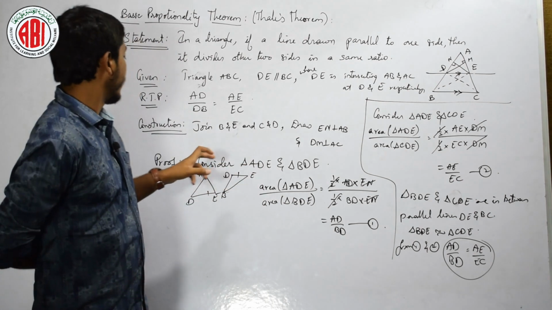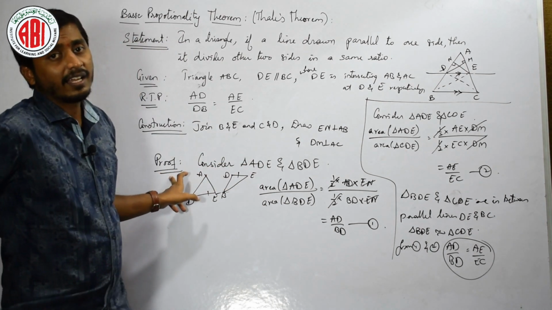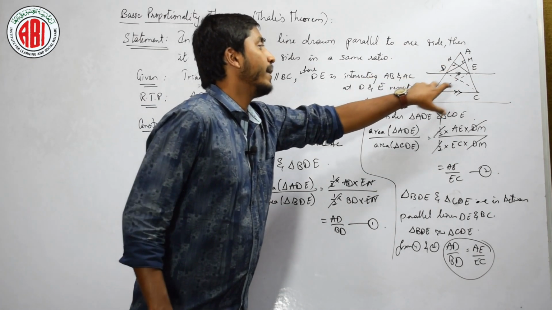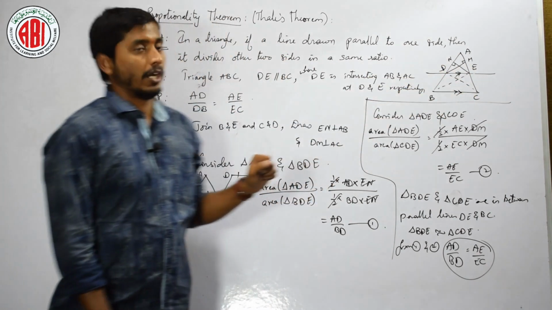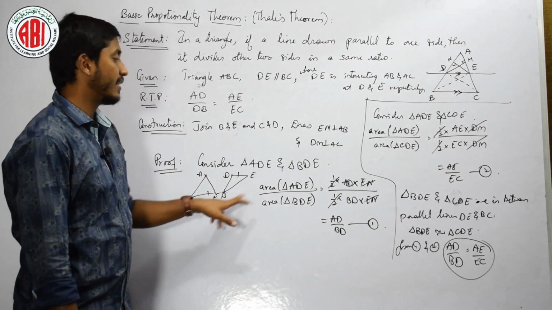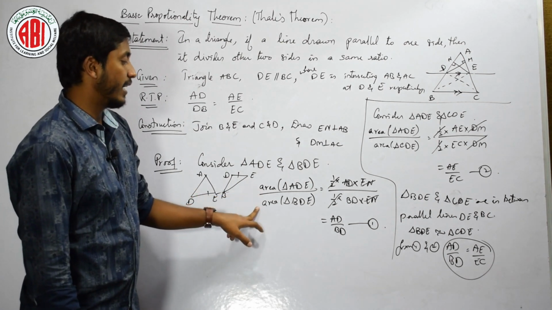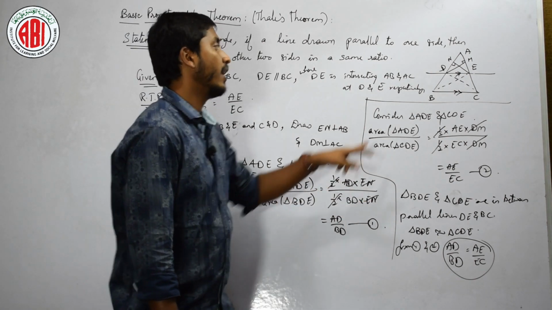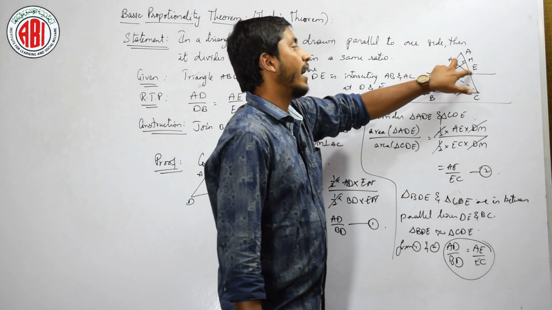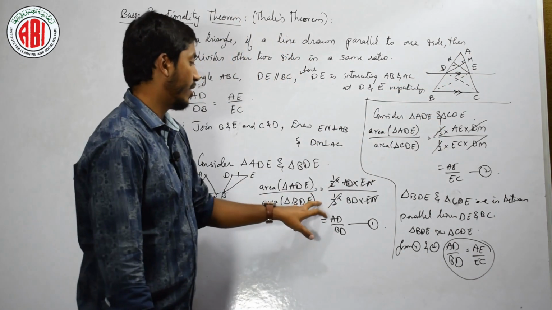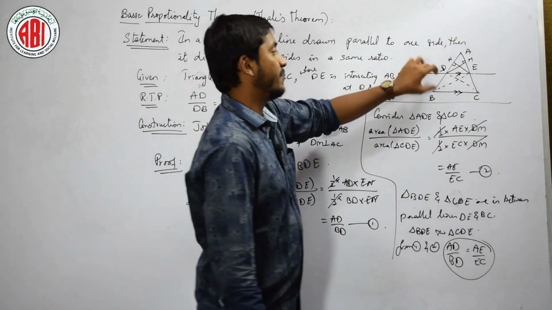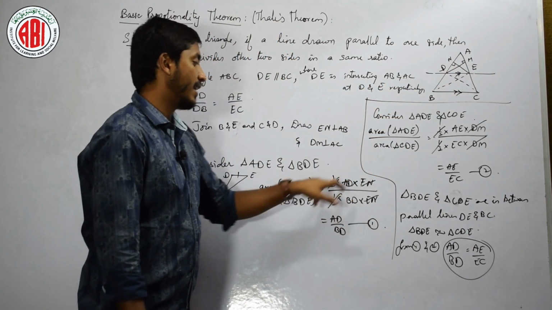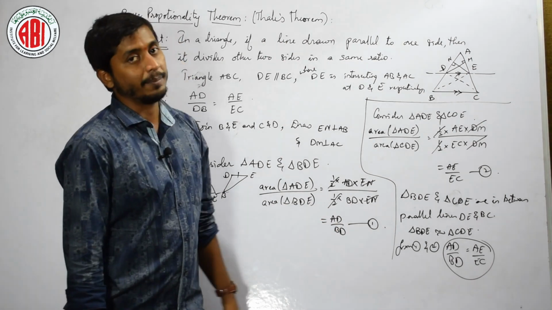Okay. See here the proof. Consider two triangles, that is triangle ADE and triangle BDE. From those two triangles, I have found the ratio of the areas of triangle ADE and triangle BDE, which is half into base into height. Half into base is AD, height is EN, right? In the denominator, half into base into height, base is BD, height is again EN. Okay. Half and EN get cancelled, I get AD by DB, right?